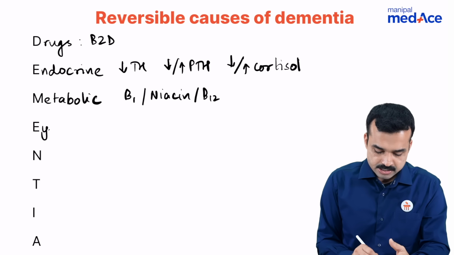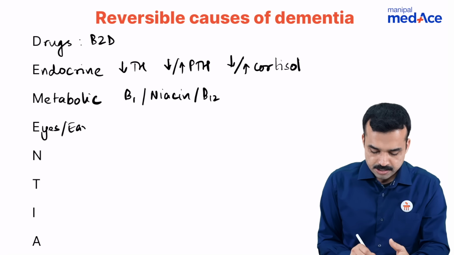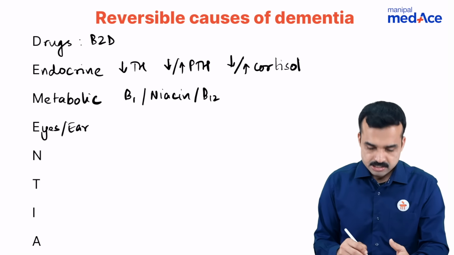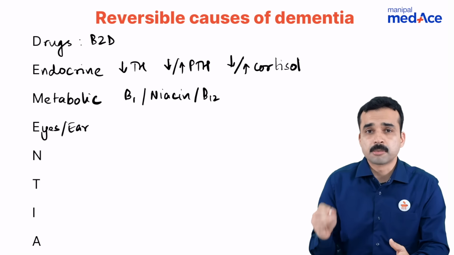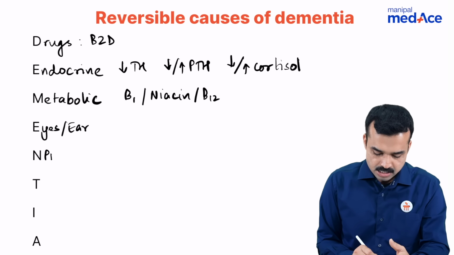E, the other E stands for eyes and ear defects. So these are not true causes of dementia. Instead, they are pseudo-dementia. Pseudo-dementia could also be because of depression. Please remember. N stands for NPH.